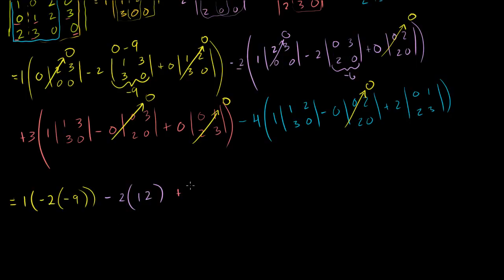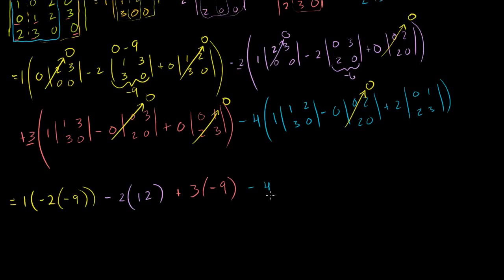And then we have a plus 3. We have this plus 3. And then this first term is 1 times 0, which is 0, minus, let me make a parenthesis here, 1 times 0, which is 0, minus 3 times 3, which is minus 9, times 1. So it's minus 9. Everything else was a 0. We're in the home stretch.